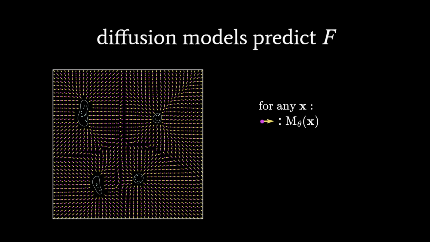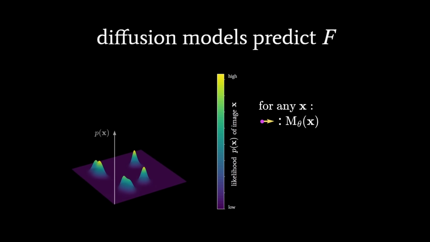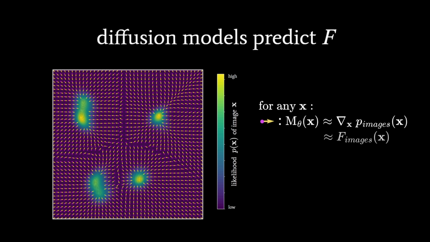So if we accept that diffusion models point to clusters of good images, that means that they point from locations in the sample space where the density is low to locations where the density is high. And this is just what a gradient is. They're directions that will lead to the greatest increase in the value of a function. In this case, the probability density function of a distribution.